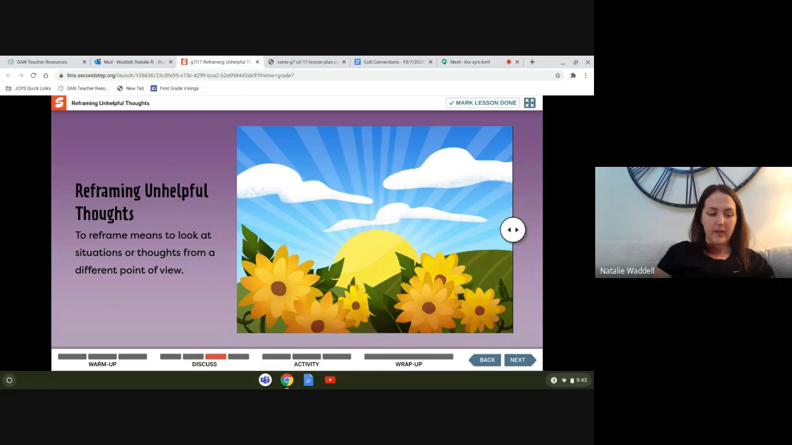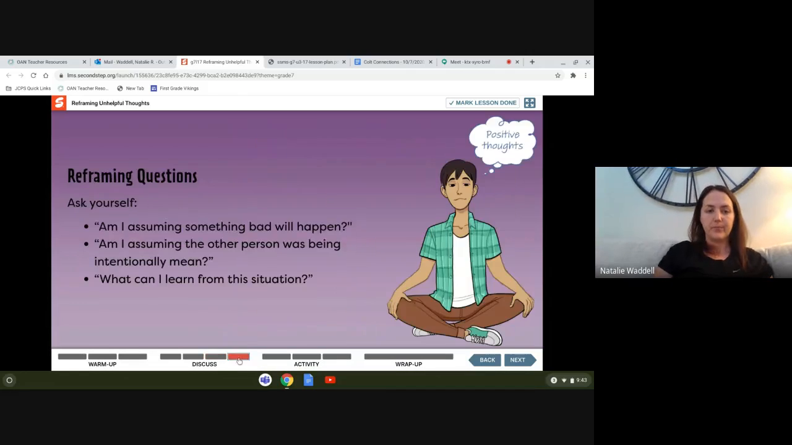To help reframe our thoughts, we can ask ourselves these questions. Am I assuming that something bad will happen? Am I assuming the other person was being intentionally mean? What can I learn from this situation? Those are types of reframing questions. So that when you're having those negative thoughts and negative feelings, you can ask yourself these questions to try to reframe your mindset and get on a more positive track.